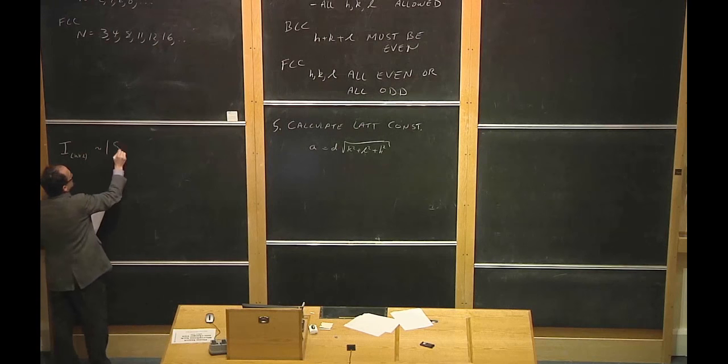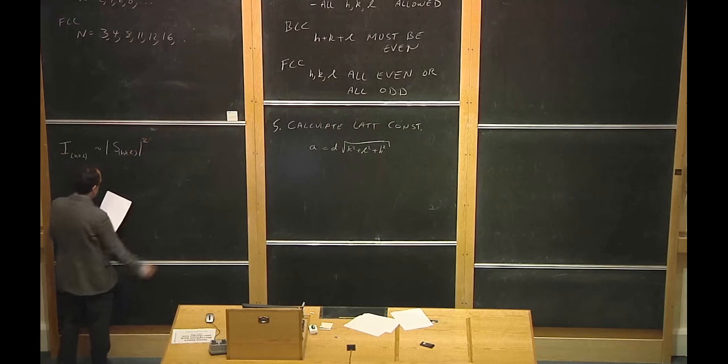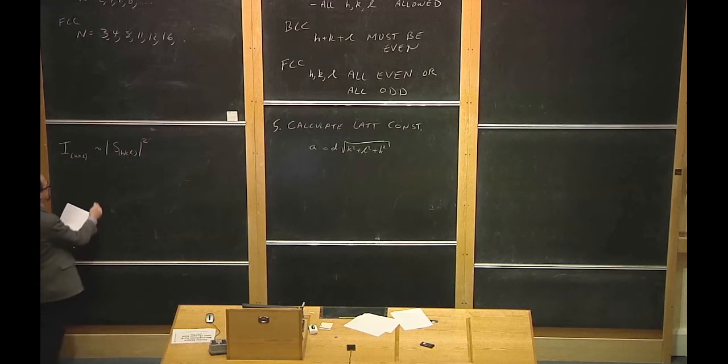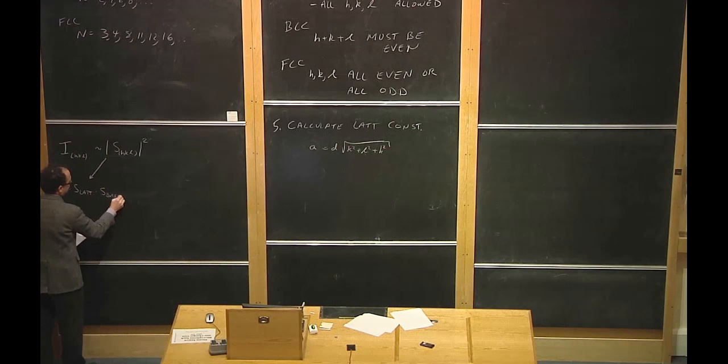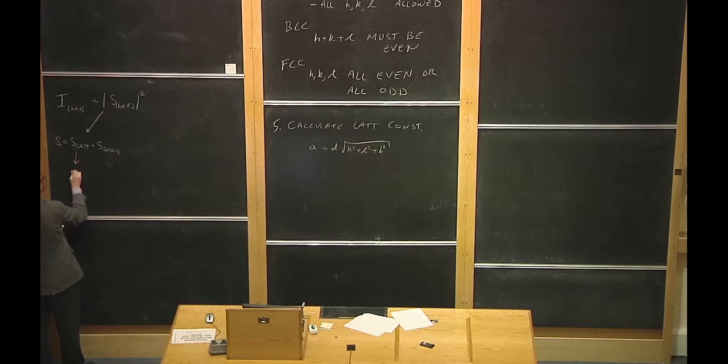Well, first of all, there's the structure factor S of H, K, and L, which gets squared. Now, let's even write it out. The structure factor, remember, is S equals S lattice times S basis. And S lattice does nothing more than enforce selection rules. So we've done that, so that's not going to be interesting for us.